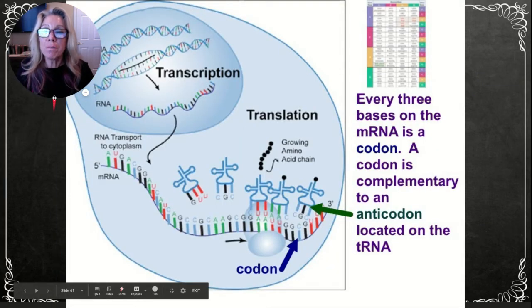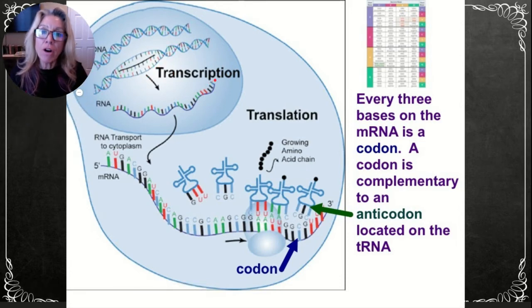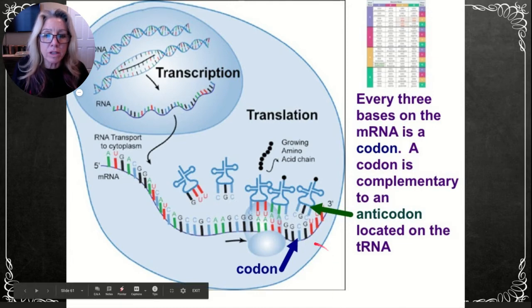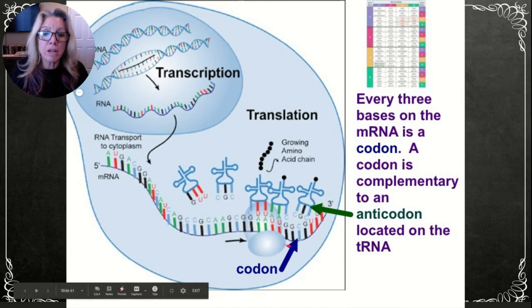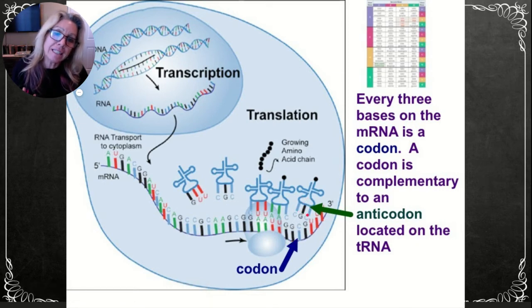All right, so big ticket item here. We've already gone over transcription, how we use the DNA to make our mRNA, rRNA, or tRNA. We've talked about how we process that mRNA. So now translation is how we're going to use that mRNA to build our protein. We've already kind of got introduced to that. We know every 3 bases on the mRNA is called a codon. We know that tRNA has an anticodon in it that's complementary to the codon.